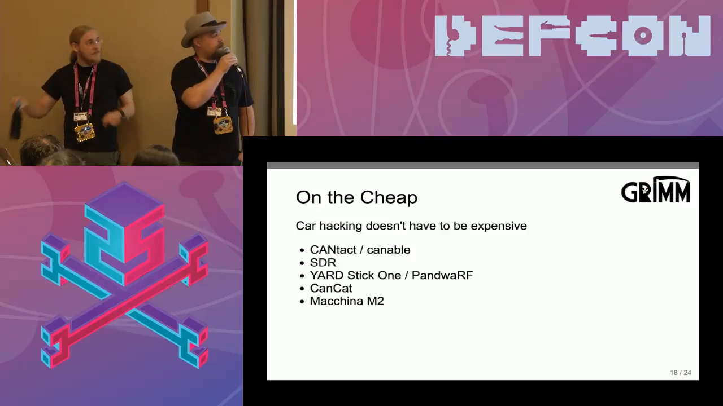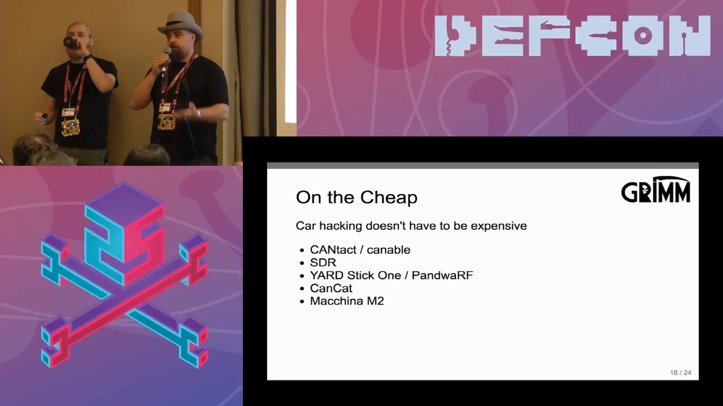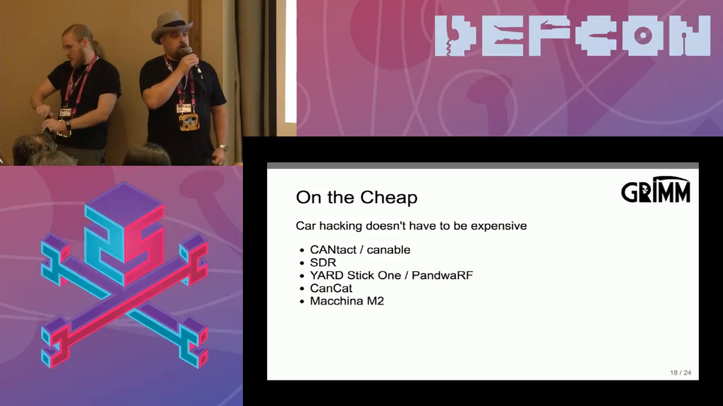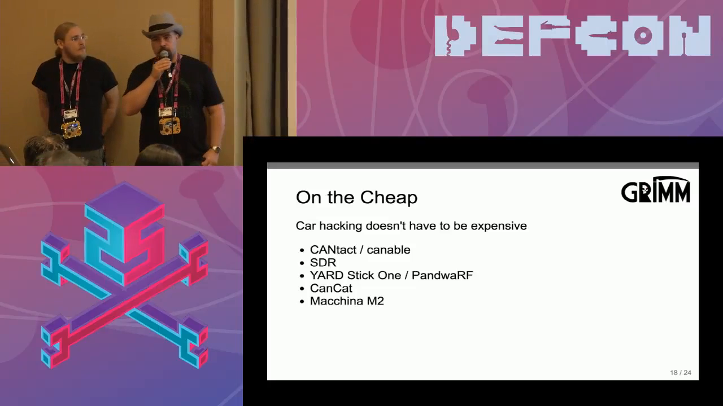We also have the CanCat. That's a tool we've developed in-house. It's an Arduino Due with a CAN shield on it, open source. If you want to see a demo, we have it at our car hacking lab out in the car hacking village. Slightly more expensive than the Cantac or Cannibal, but it also has 2 CAN transceivers on it.